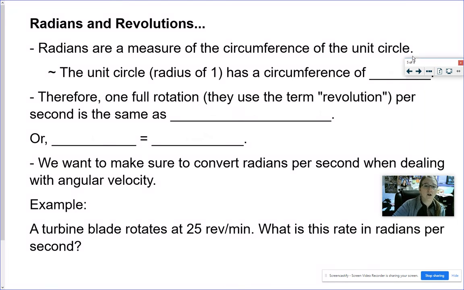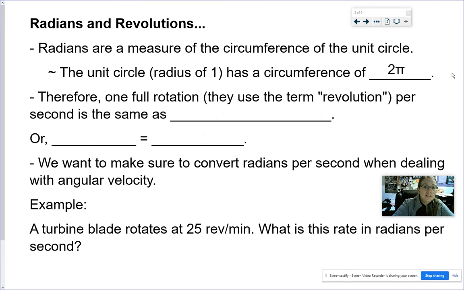Okay, so radians are based on the measure of the circumference of the unit circle. Remember, our unit circle has a radius of 1. Do you recall what the circumference of the unit circle is? The circumference of the unit circle is 2 pi. The circumference formula is 2 pi r, so if we have a radius of 1, that's 2 times pi times 1, that's 2 pi.